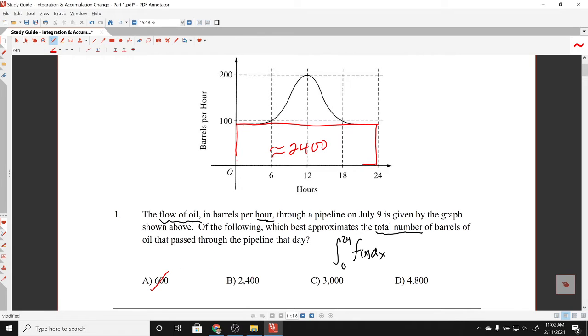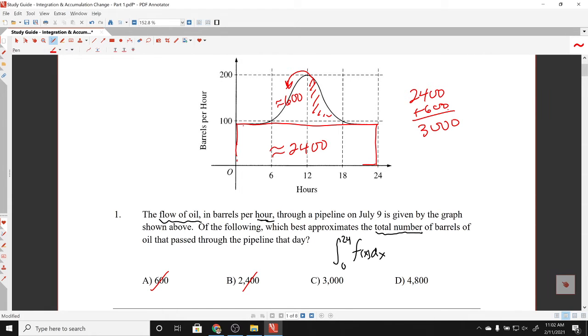So 600 is definitely out. 2,400 is definitely out. The question is whether we get to 3,000 or 4,800. So the way I kind of look at it is if I take this section right here and pour it into this section over here, we're going to just about fill a square. So one square is what? 6 wide, 100 tall, so it's about 600. So total, we have about 2,400 plus 600, which is about 3,000.